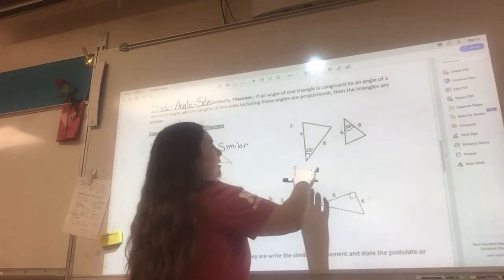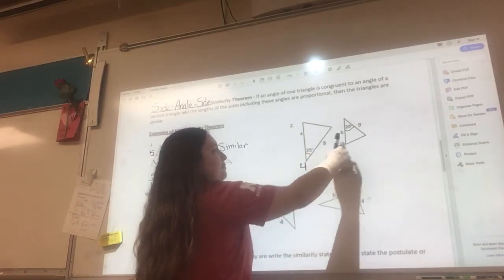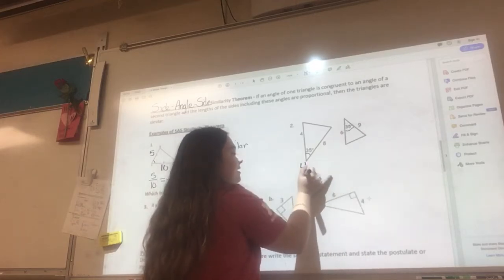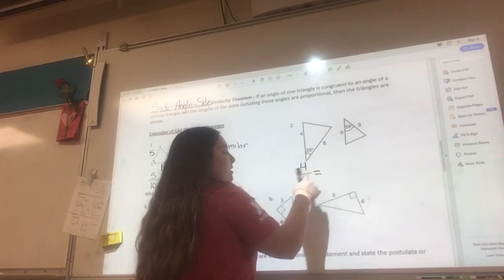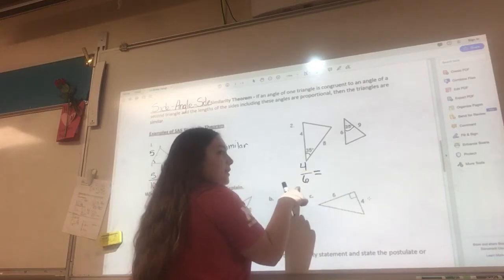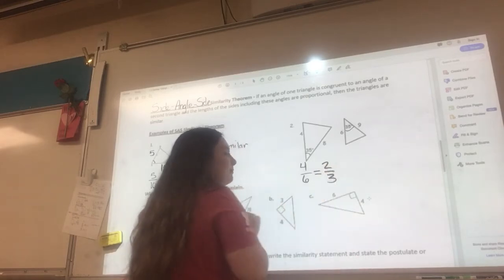So looking at our sides, the smallest number over here is 4, and the smallest number between 6 and 9 is 6. So we can see 4 over 6. We're going to simplify it. They're both even, so we're going to divide by 2 and see that this is 2 over 3.